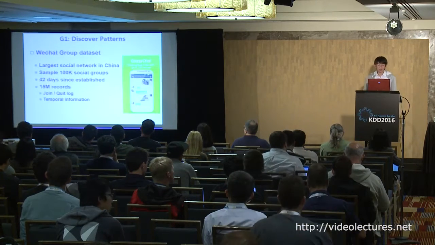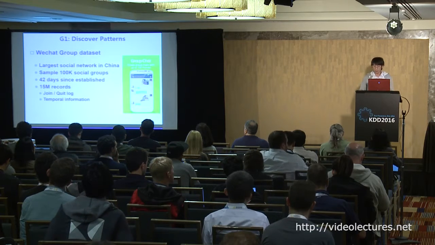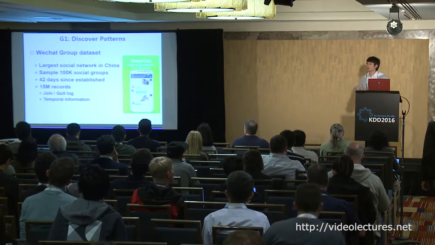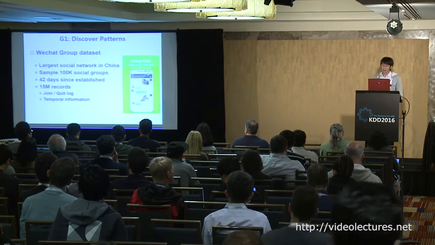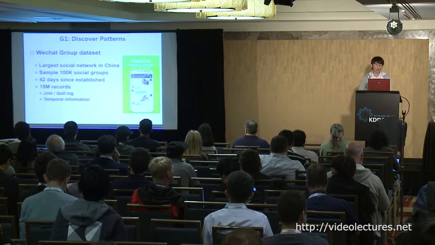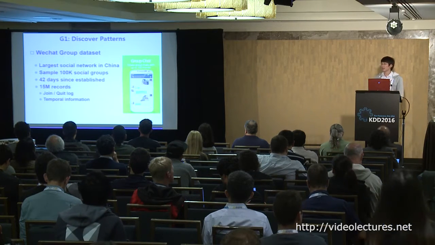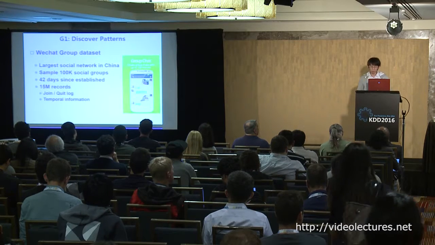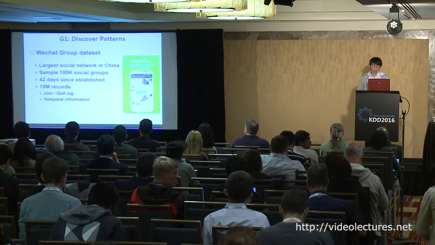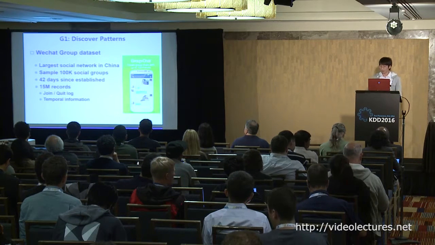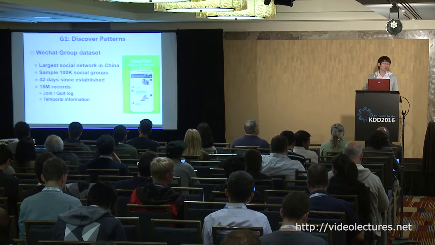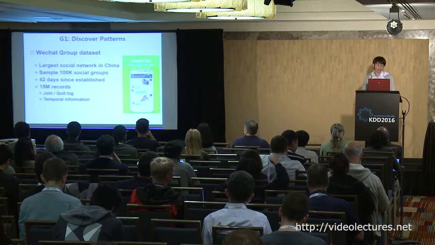So first, we use a large real data set, WeChat group data set, to help us to discover the patterns of group evolution. WeChat is the largest social network in China. It has 700 million users. And there are billions of groups in it because group is an important feature of WeChat. Every day, there are 2 million new groups established in WeChat.